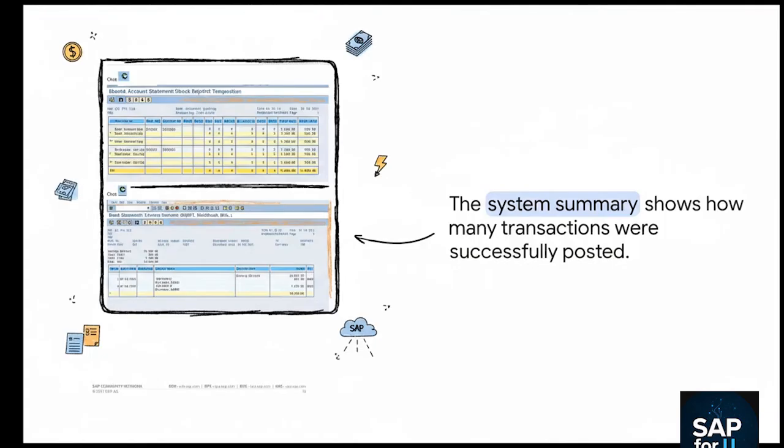And there it is, proof of success. Right after the upload, SAP gives us this handy little summary. It tells us exactly how many transactions it read, and more importantly, how many it posted. When you see a clean log like this one, showing statements posted 1, you know it worked perfectly.